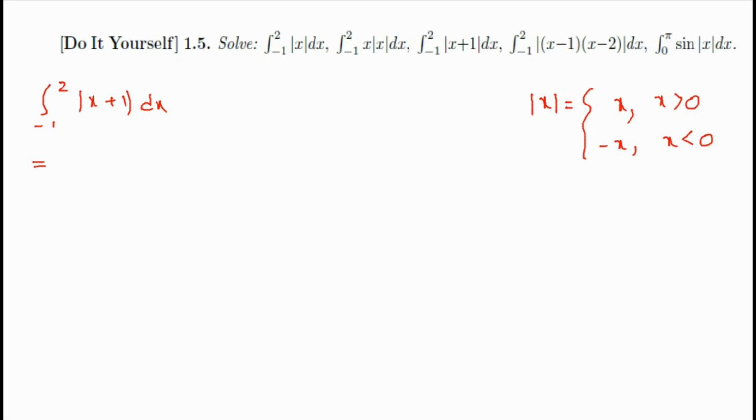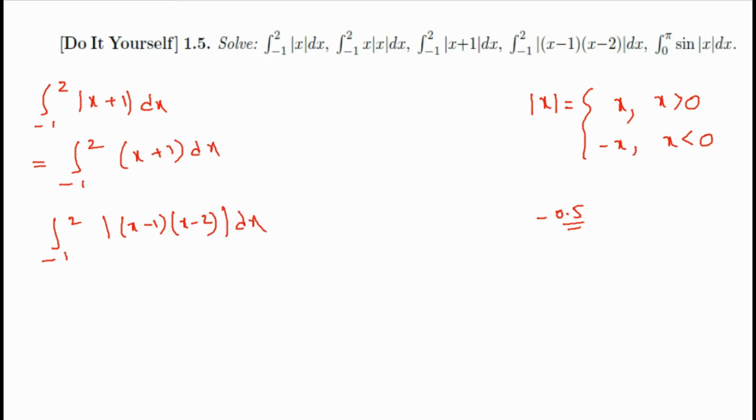If x is say minus 0.5, then in that range, mod x plus 1 is always positive. So from minus 1 to 2, this is x plus 1 dx, and you can easily integrate that one. Next is minus 1 to 2 of mod x minus 1 into x minus 2 dx.